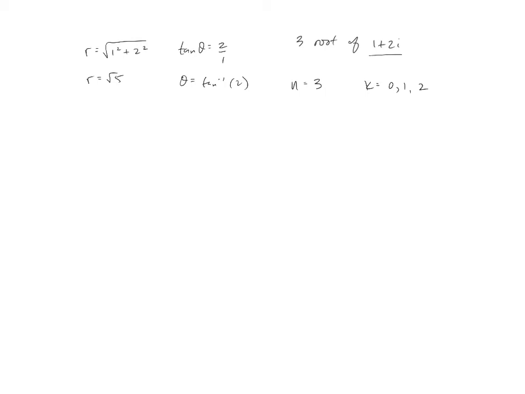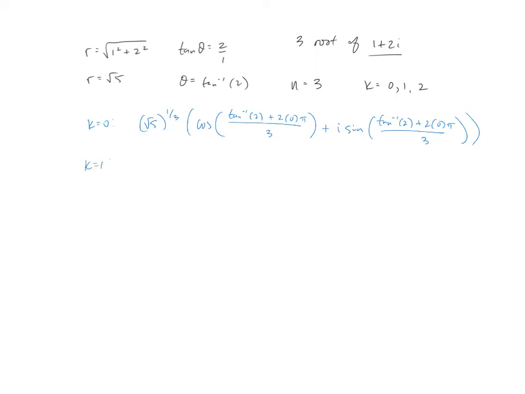So to get started here, for k equals 0, we would have our r value raised to the 1 over n. Then we'd have cosine of our theta, now remember that's going to be our inverse tan of 2 plus 2 times 0 times pi all over the n value of 3. And then the same thing for sine. Our theta is going to be exactly the inverse tan of 2 plus 2k pi all over the n value of 3. So there's k equals 0.